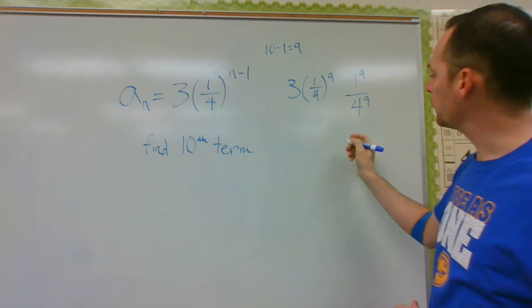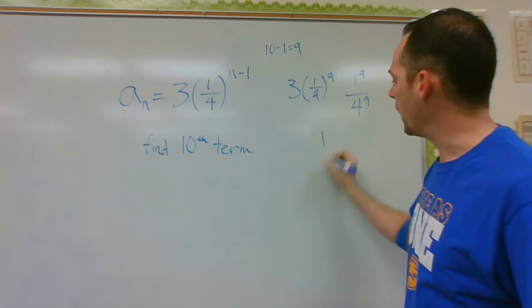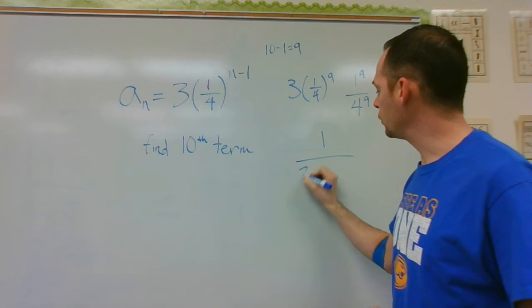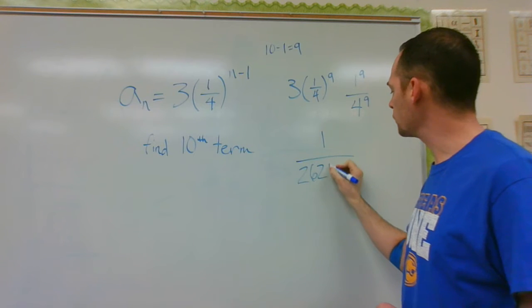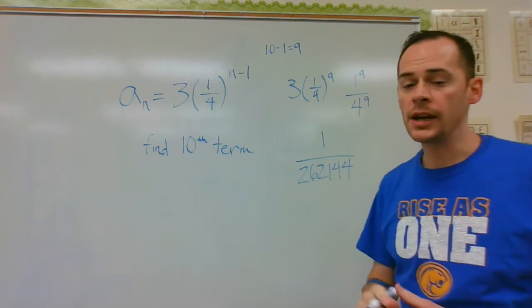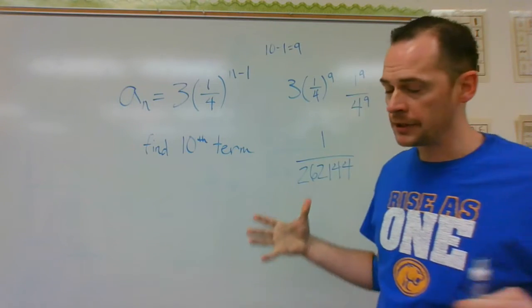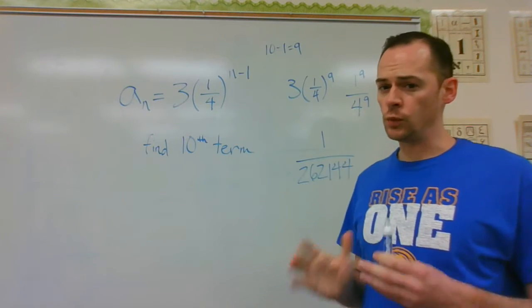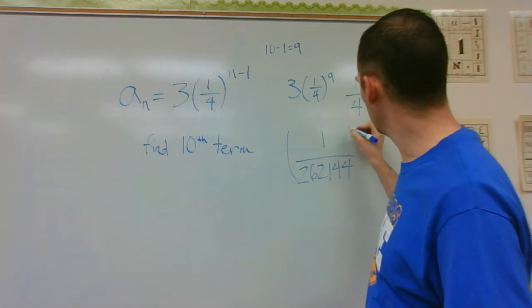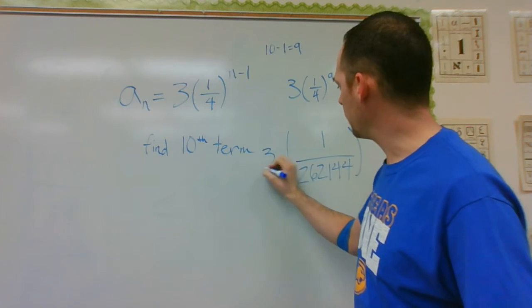Okay, 1 to the power of 9 is just 1. 4 to the power of 9 is 262,144. Okay, now if you were to plug that into a calculator, you would have gotten a really, really long decimal. Okay, we don't want to do that. We want to leave it in fraction form.